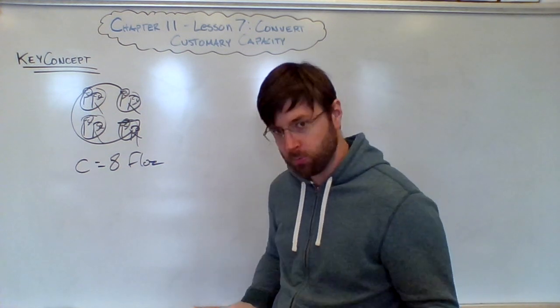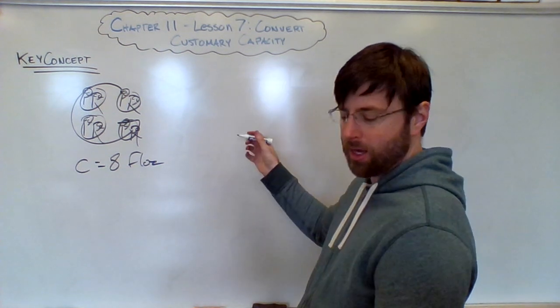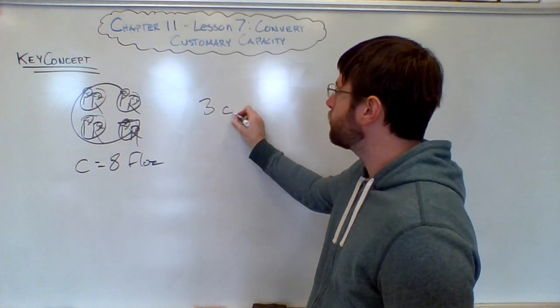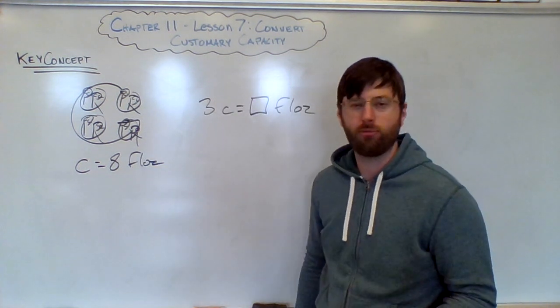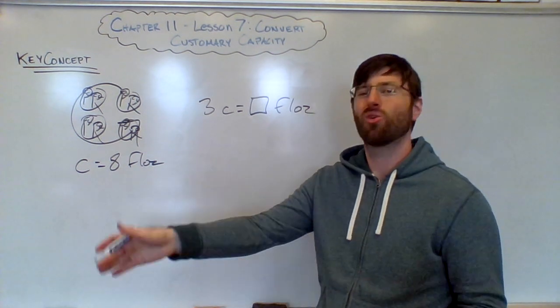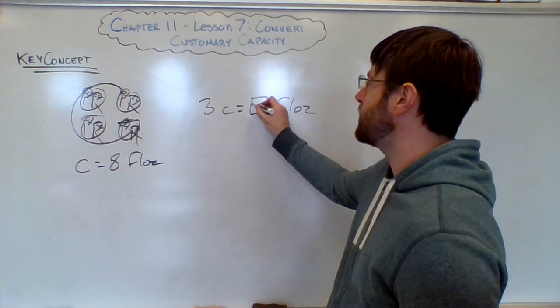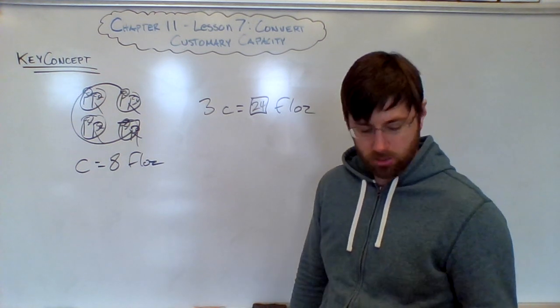Let's check your work on the guided practice problems. Problem number 1 said 3 cups is how many fluid ounces? Every cup is worth 8 fluid ounces, so this is 3 groups of 8 fluid ounces. 3 times 8 is 24 fluid ounces.